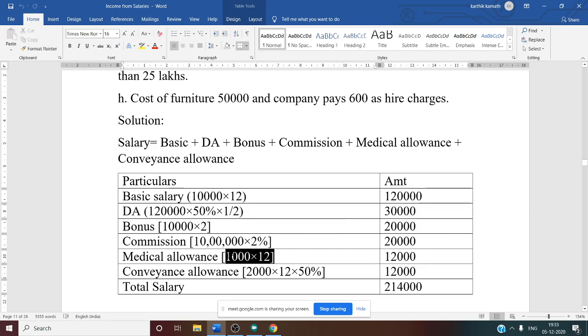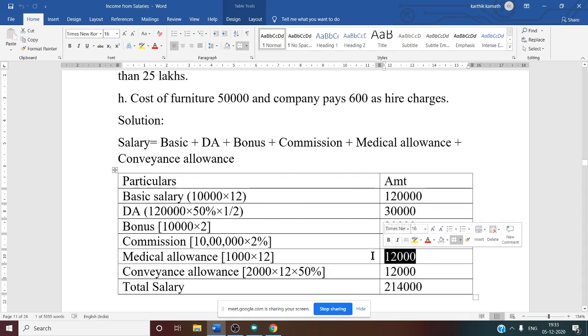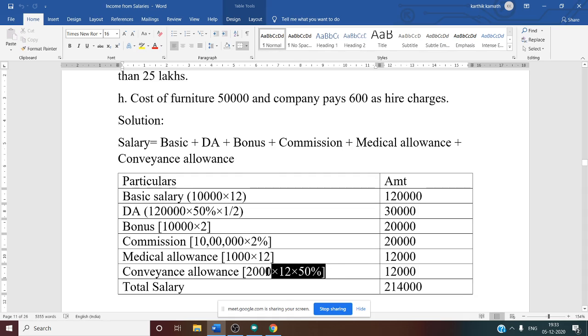Medical allowance per month they have given. So we want it for 1 year, 1,000 into 12, 12,000. Conveyance allowance, what happens? Official purpose 50% is there. So either you can do it like this: 2,000 per month is given in the question, 2,000 into 12 for 1 year, conveyance allowance is 24,000. 24,000 into 50% you get 12,000. That is personal purpose, which is taxable. Or else you can do directly from 2,000, take 50%, you will get 1,000. 1,000 into 12, same answer, 12,000.